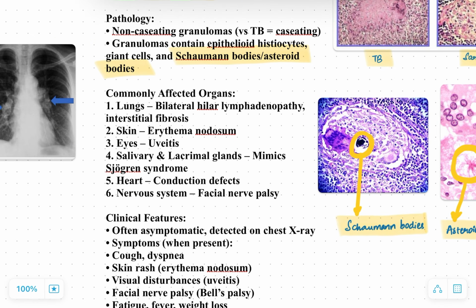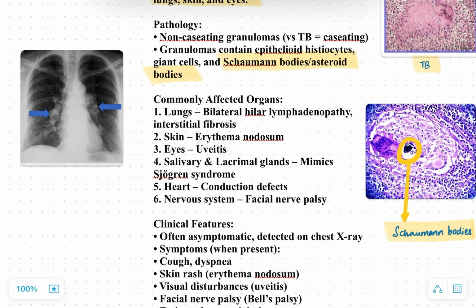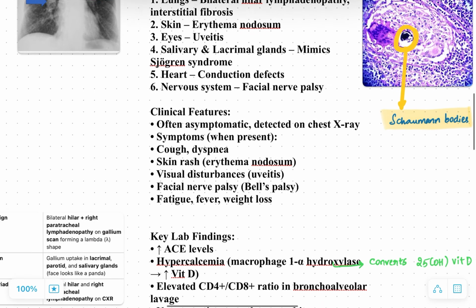Next, the commonly affected organs are the lungs, where we can see bilateral hilar lymphadenopathy, as we can see in this picture on the X-ray. In the skin, we can see erythema nodosum, and uveitis in the eye. It mimics Sjogren syndrome because it involves both the salivary and the lacrimal glands. In the heart, we can see conduction defects, and in the nervous system, facial nerve palsy.